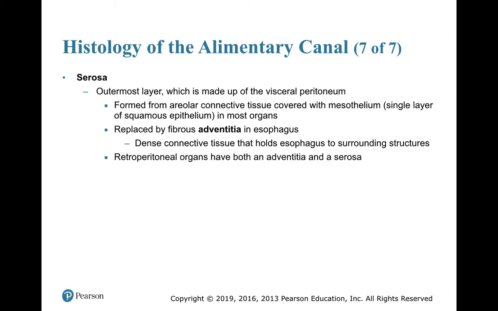The serosa is the outermost layer. It's made up of visceral peritoneum. It's formed from areolar connective tissue covered with mesothelium, which is a single layer of squamous epithelium in most organs. It's replaced by a more fibrous connective tissue layer called adventitia in the esophagus, and here this is a dense connective tissue that holds the esophagus to the surrounding structures. Retroperitoneal organs are going to have both adventitia and a serosa.